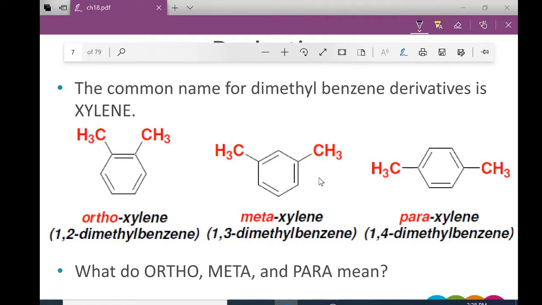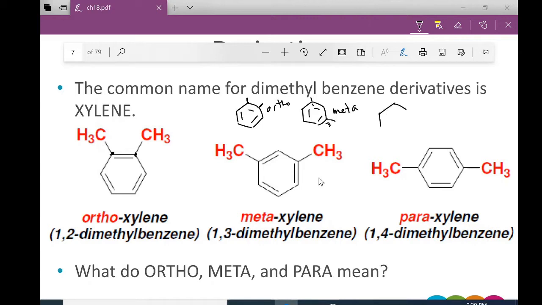So this is orthoxylene because these substituents are just one carbon apart. They're just adjacent to each other. And if you have a benzene ring that is substituted at the 1,2 position, then it's ortho. Okay. If you have a benzene ring that is substituted at the 1,3 position, then it's called meta, as in metaxylene here. That's at the 1,3 position.